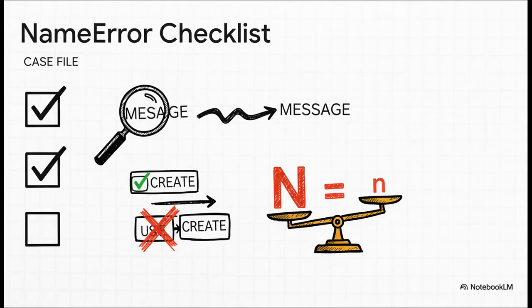Think of this as your detective's checklist for any NameError. First, and this is the most common one, check for misspellings. In our code, we created a variable called message, but then we tried to print message. Just one letter off, but that's everything to a computer. Second, make sure you actually created the variable before you tried to use it. And third, always remember that Python is case sensitive. A variable named Name with a capital N is a totally different thing than name with a lowercase n.